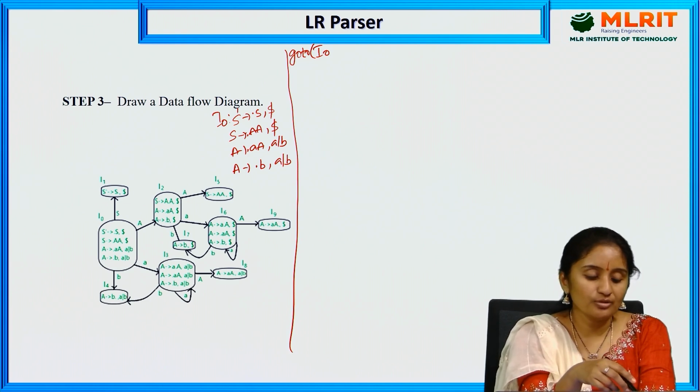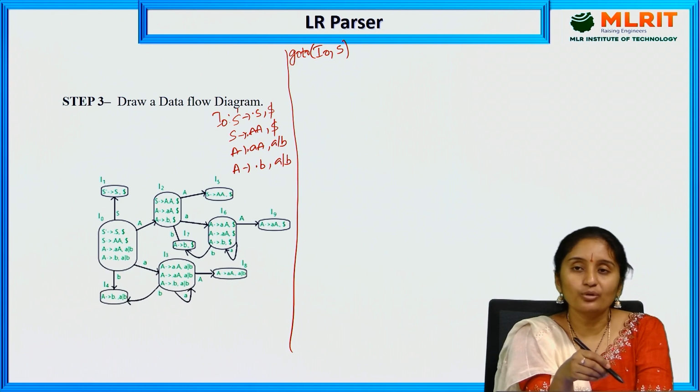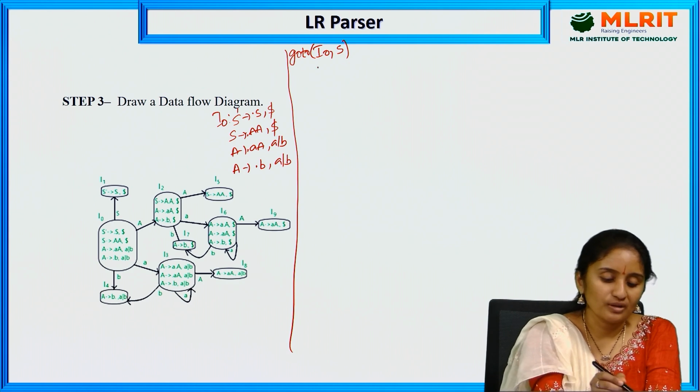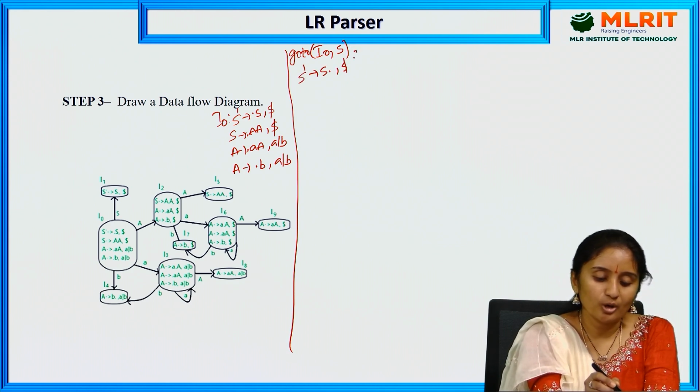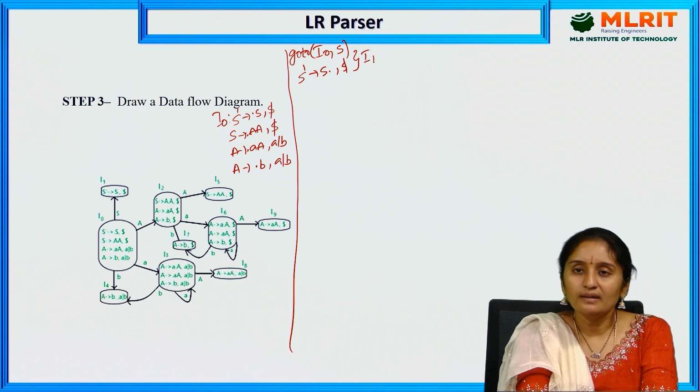Now we are going to apply the goto function on this I0 state. Goto(I0, S). When I apply the goto function on any state, on any symbol, the dot moves to the next position. So S' → S., $. This is my I1 state.